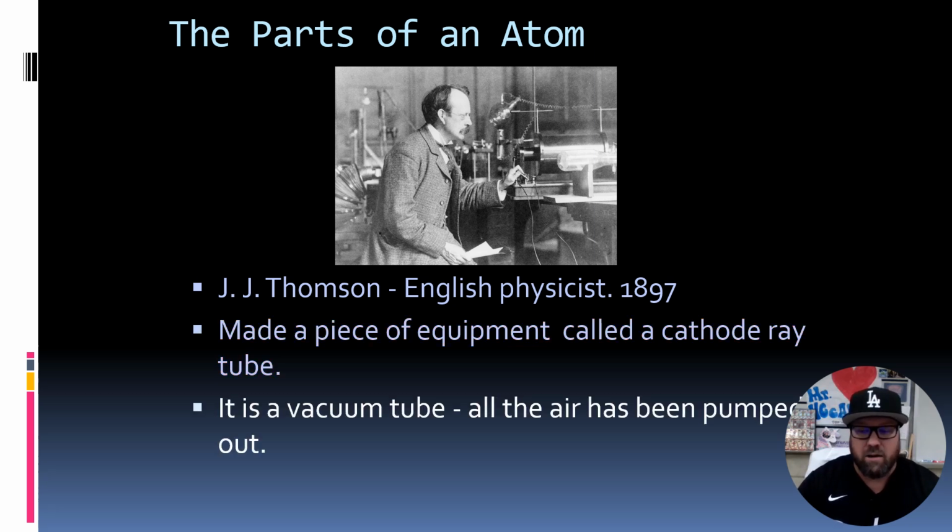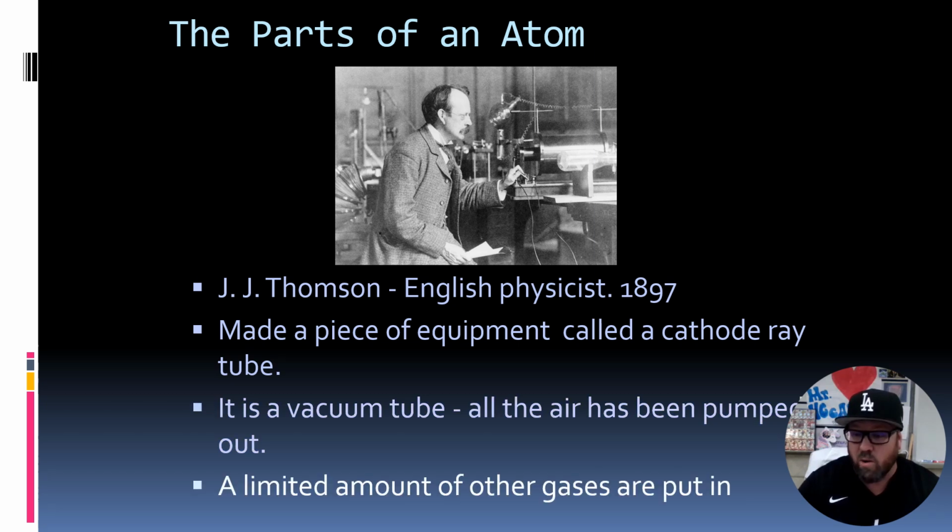Once again, it's a vacuum tube where all the air has been pumped out, so there are no atoms of air. And then what Thomson did was he trickled in a very specific amount of a single elemental gas that he wanted to test. So he would put hydrogen in the tube, or nitrogen, or oxygen, or fluorine, or chlorine. So he could suck all atoms out of a glass container and pump in a very specific amount of atoms that he wanted.